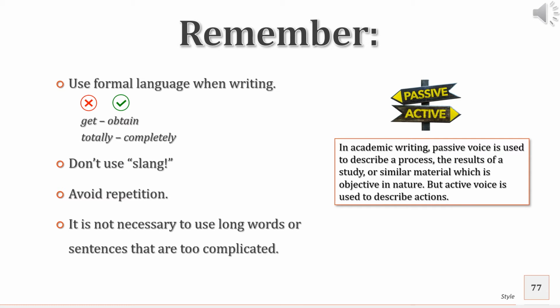Next up we have, try to avoid repetition. This means using the same word over and over again in your sentence or even in the same paragraph. And it is not necessary to use long words or sentences that are too complicated. If you are not 100% certain of the meaning of the word, try and avoid using that word, because you should be confident when you are writing, and therefore you need to make sure that everything you write makes sense.